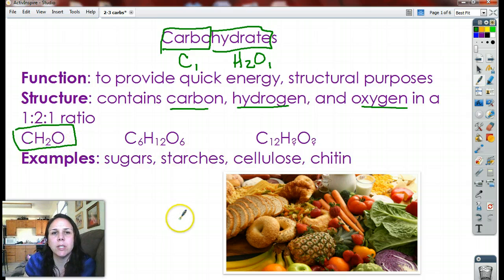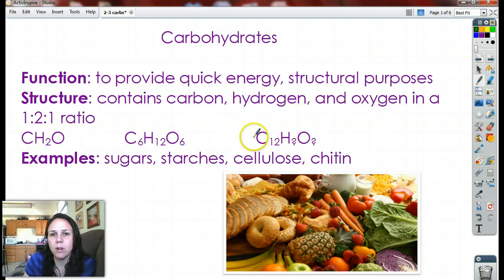But normally when we see carbohydrates in real life, we see things like this. This is glucose. This is a very important molecule for our body, and it's got 6 carbons, 12 hydrogens, and 6 oxygens, as you can see, in a 1 to 2 to 1 ratio. So knowing that, if I give you this molecule right here, what do you think the other two numbers would be? So we have 12 carbons. So how many hydrogens? 24. And how many oxygens? 12.